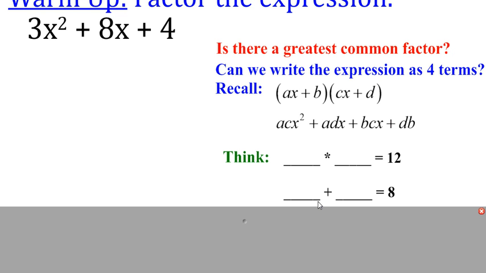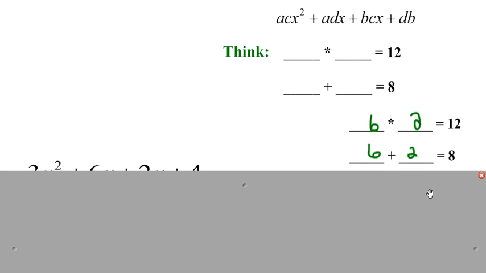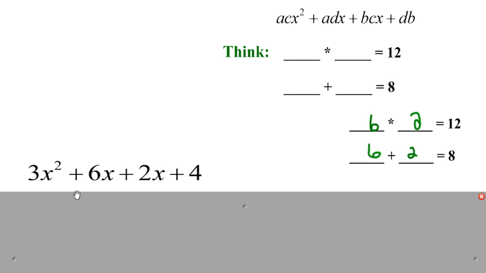So we start with the product, thinking what do we multiply together to get 12? Well, we could use 1 and 12. We can use 2 and 6. We could use 3 and 4. But again, when we have the 2 values, they also have to add to get 8. So using the factors of 12 that meets both of those requirements, that would be a 6 and a 2. So again, we're going to rewrite that linear term of the 8x using the 2 values here. So we're rewriting it as 3x squared plus 6x plus 2x, there's the 8x that we had before, plus 4.